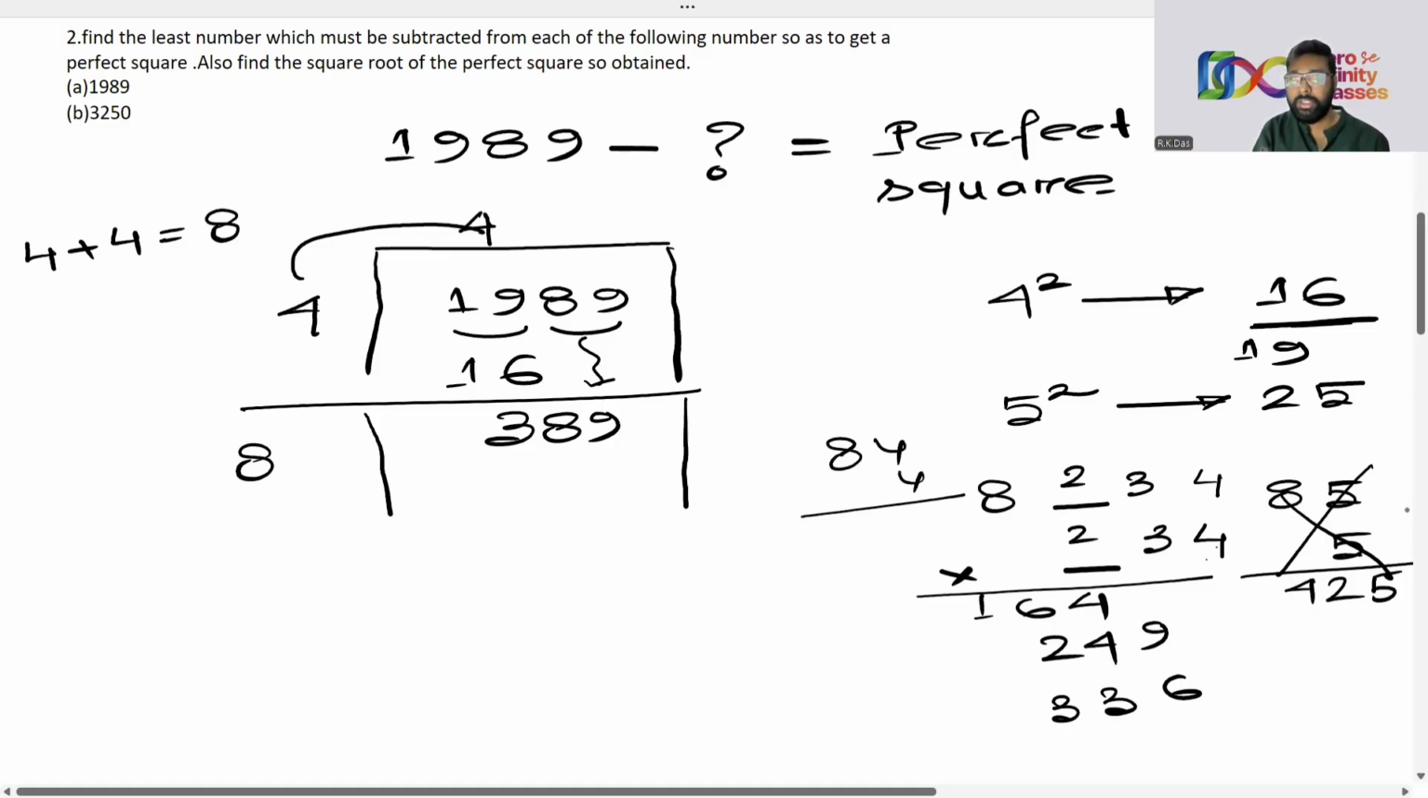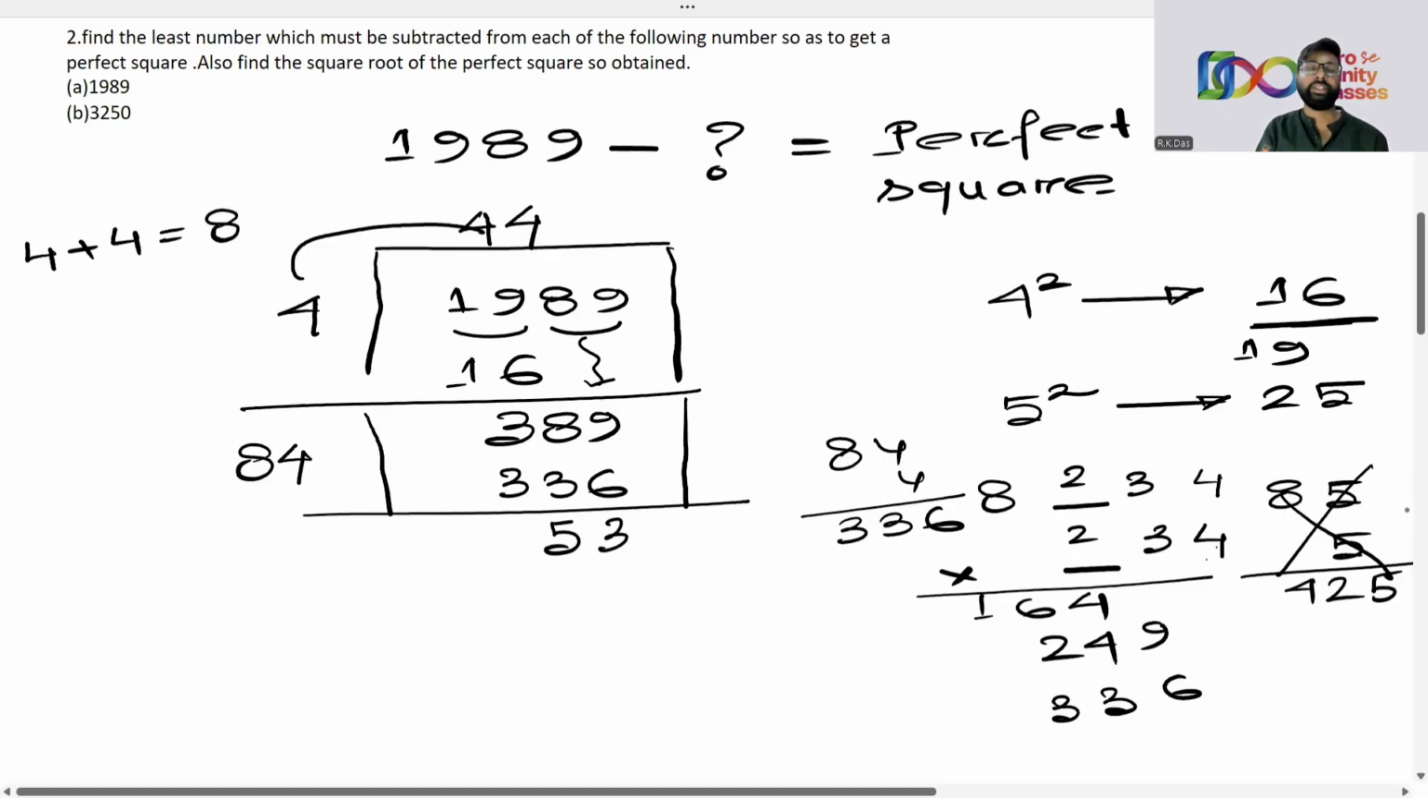84, 4 times 84 is 336. So here I'm writing 4, here also I'm writing 4. And 84 times 4 is 336. And if you're subtracting 336 from 389, what will we get? 9 minus 3, which is 3. 8 minus 3, which is 5. So what is the remainder? The remainder is 53.